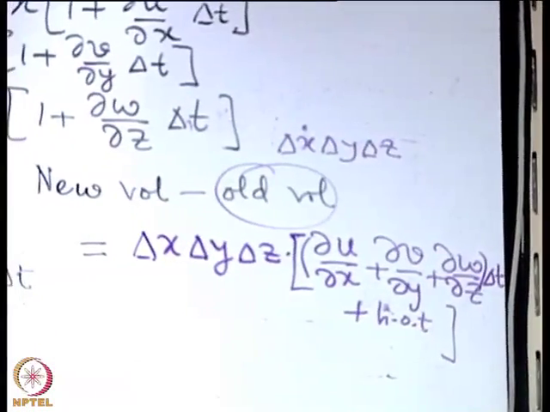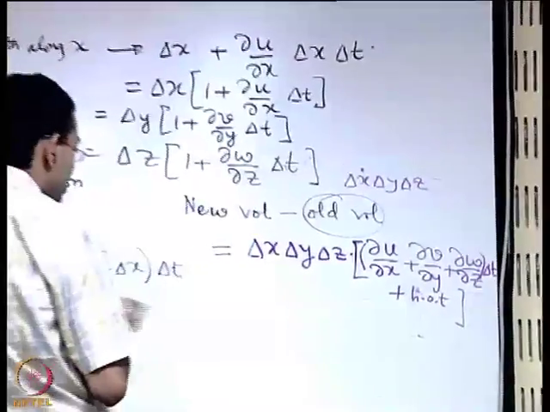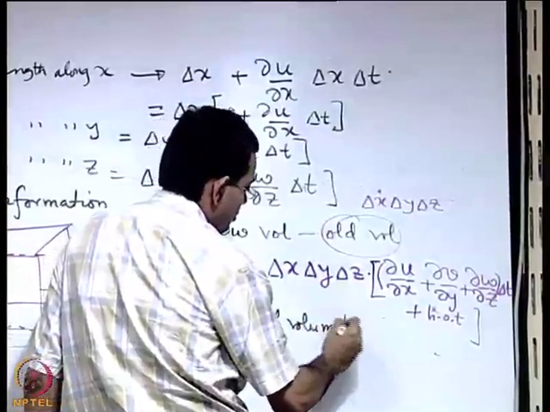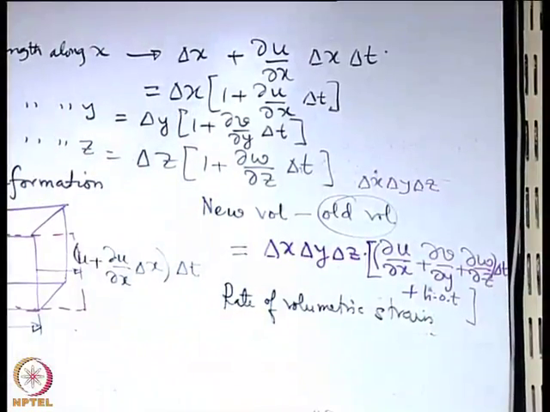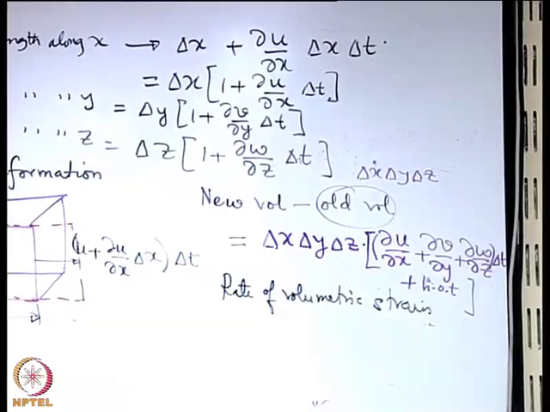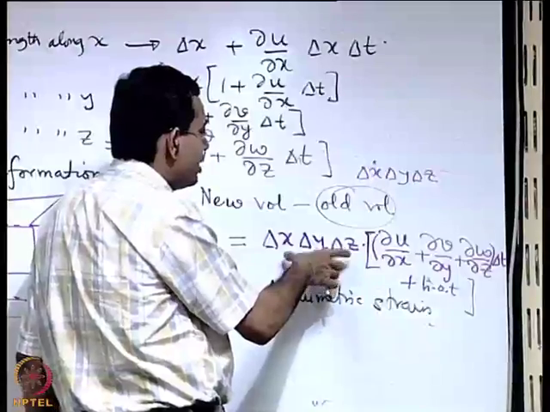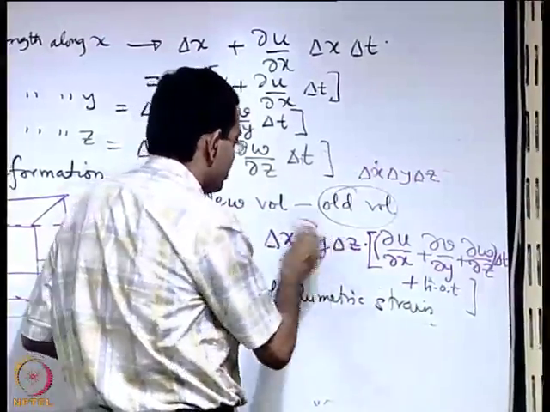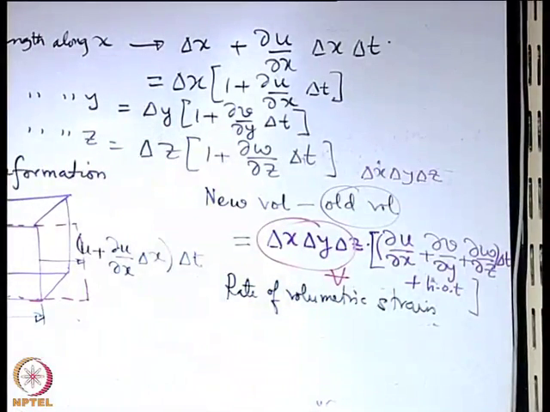So, what is the volumetric strain, the rate of volumetric strain? So, the rate of volumetric strain is the change in volume per unit volume per unit time, just like what we found out for the linear strain. So, when you say find out per unit volume, you are basically dividing it by this delta x delta y into delta z. So, this is like the original volume. Let us give it a symbol v with a strike through. So, that is the original volume.